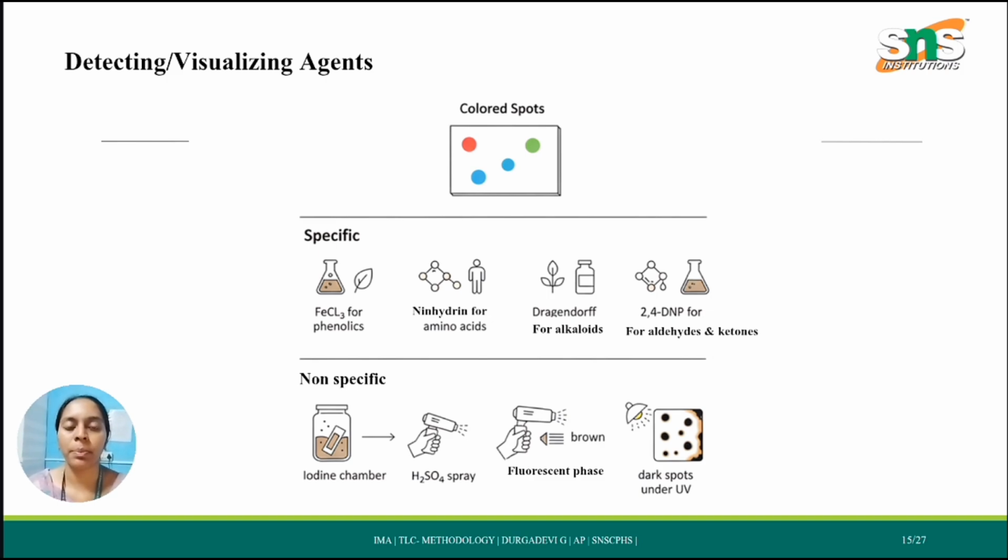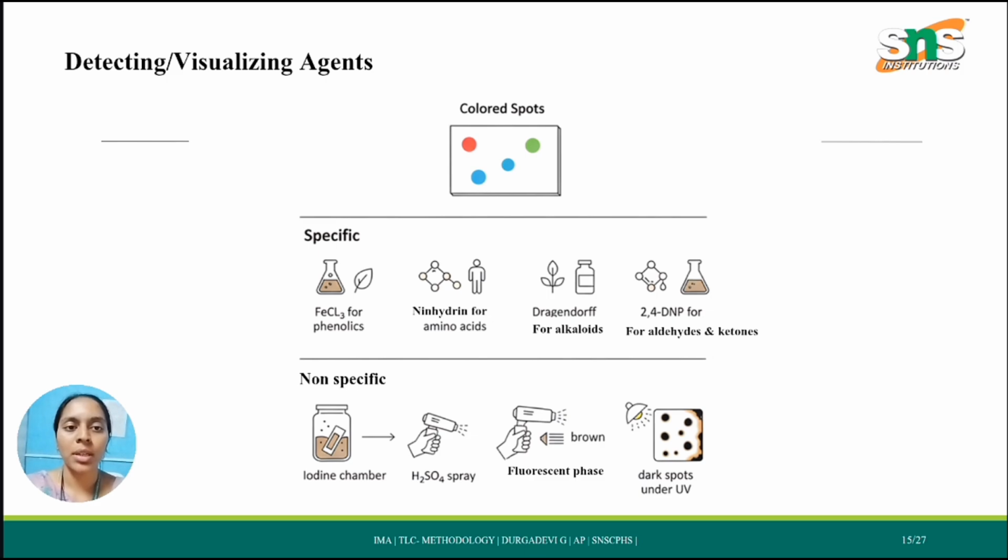So we have developed using a suitable development technique, and now we are going to detect or visualize our samples, because the developed spots can sometimes be colorless. If it is a colored spot, we can visually see and mark it with the naked eye, and if it is not a colored one, then we can use some specific methods. Specific methods means these methods are used only for a particular type of compound.